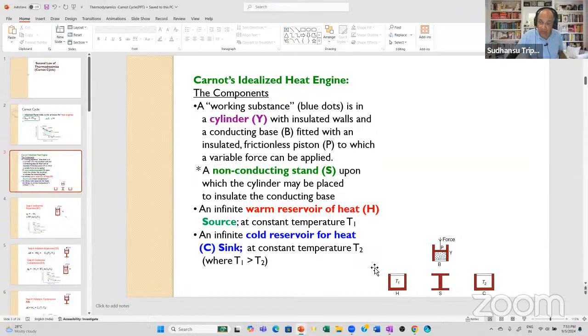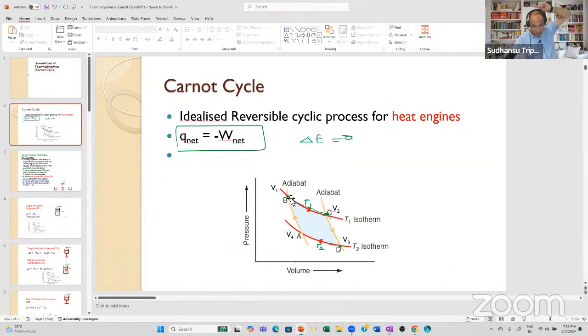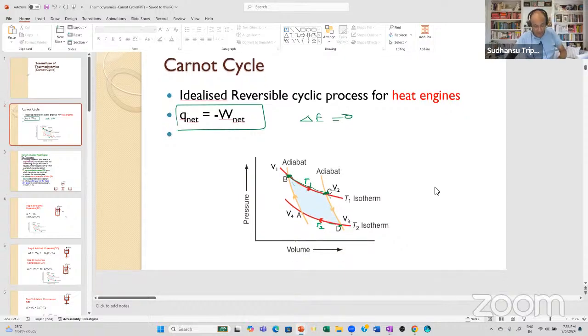That same T2 here, T1 condition isothermal expansion, and in the T2 condition you continue to compress it till the volume becomes V4. Then again bring it to the insulating stand and further compress it to come to the initial state. What we have seen, this is V1, sorry. B is V1, then V2, V3, V4. So you come to the original volume V1.